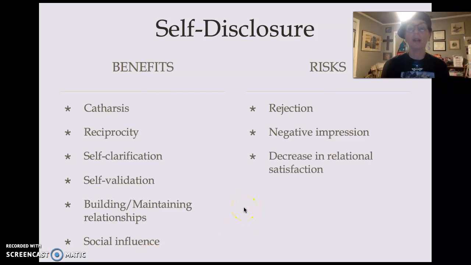Because of that risk, if it's negative and you have a negative experience, your relationship is going to suffer. You definitely have a loss of influence, because now you're not seen in the same light as you were before. And something you say could hurt the other person.